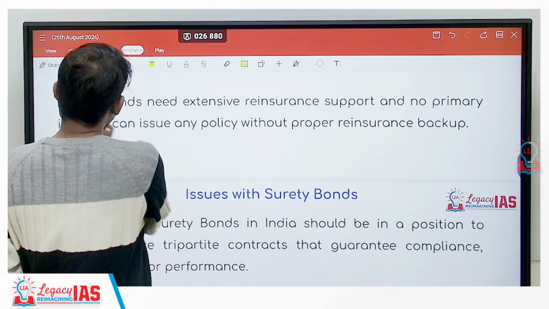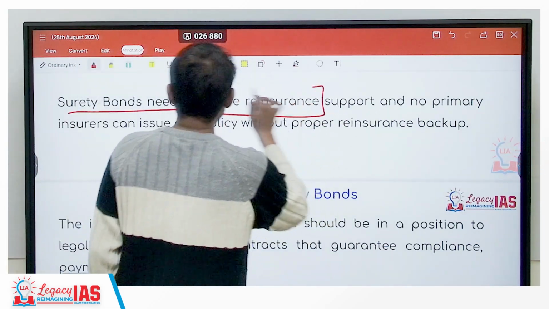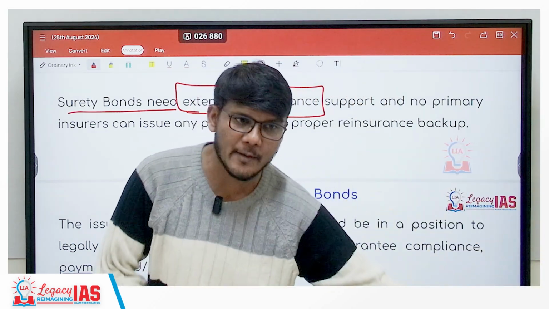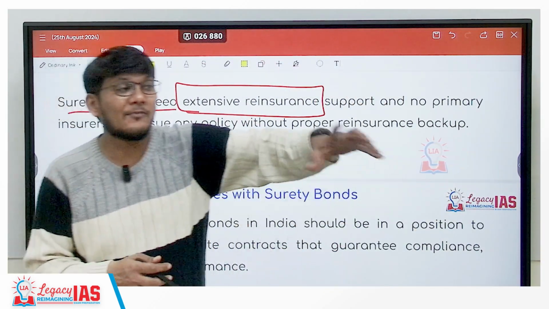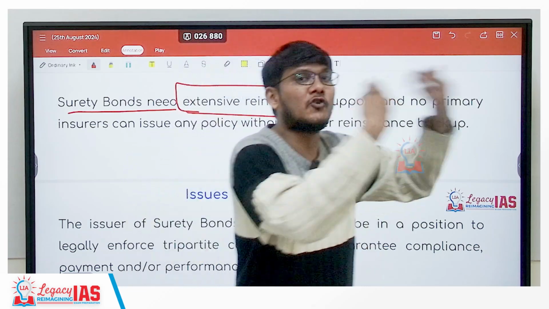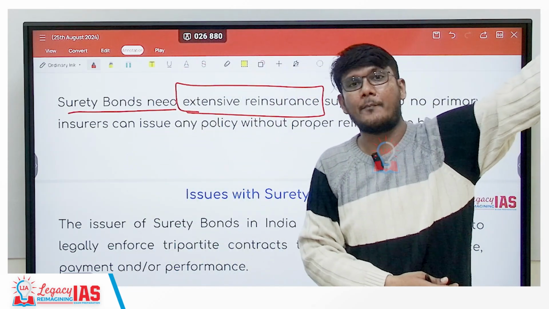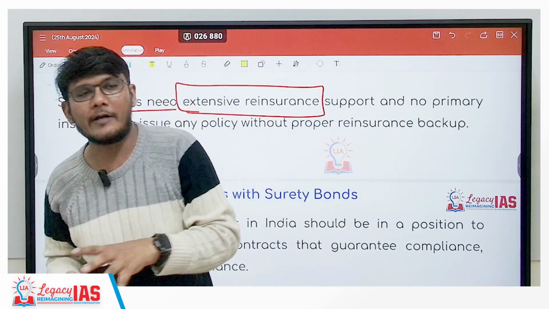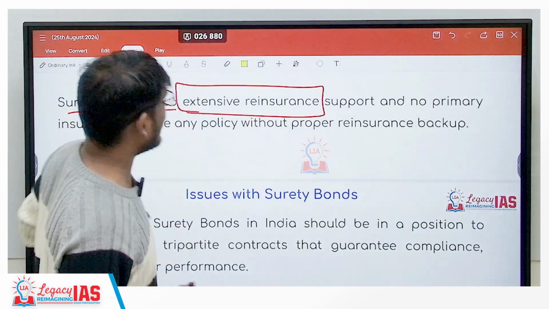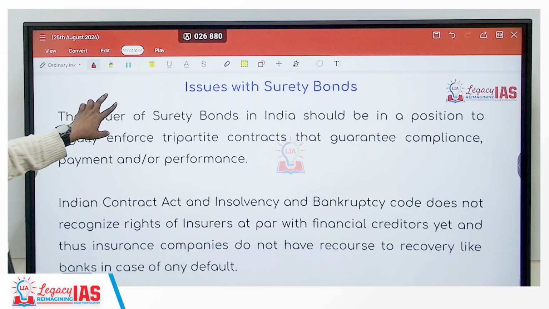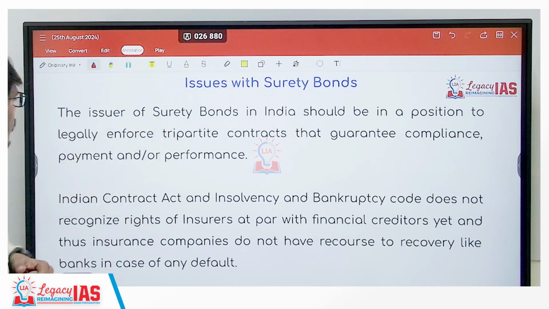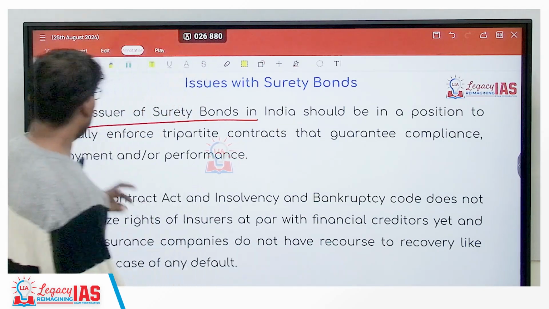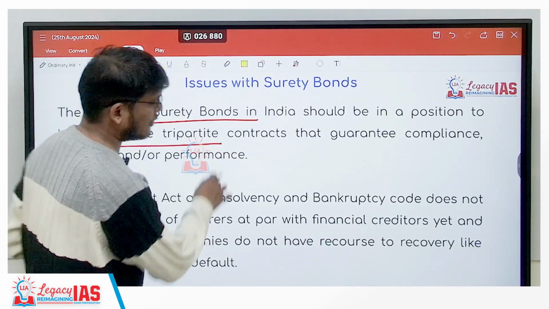At the same time, surety bonds need extensive reinsurance. What is reinsurance? Reinsurance means when an insurance company provides a surety bond, they themselves get insured by another insurance company for all the surety bonds that they are providing. That is known as reinsurance, which is required in this case, and which is again not present comprehensively in India for surety bonds.